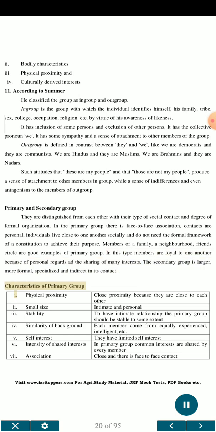Characteristics of primary group. One, physical proximity. Close proximity because they are close to each other. Two, small size. Intimate and personal. Three, stability. To have intimate relationship the primary group should be stable to some extent. Four, similarity of background. Each member comes from equally experienced, intelligent, etc. Five, self-interest. They have limited self-interest. Six, intensity of shared interests. In primary group common interests are shared by every member. Seven, association. Close and there is face-to-face contact.